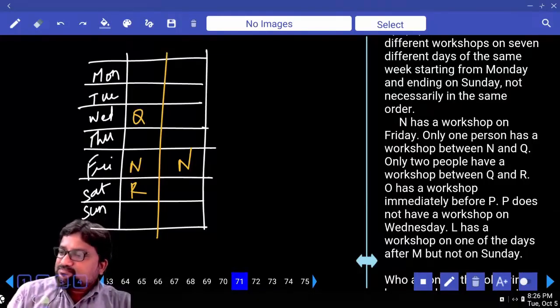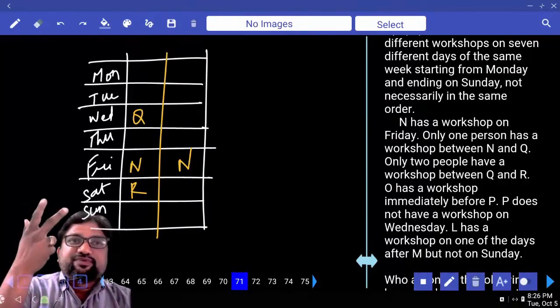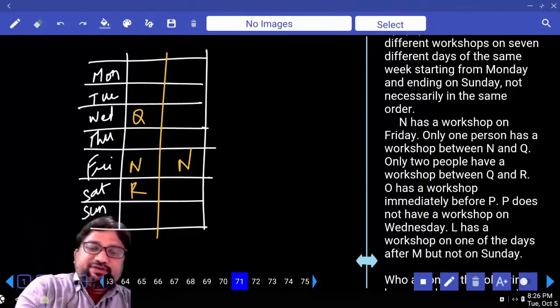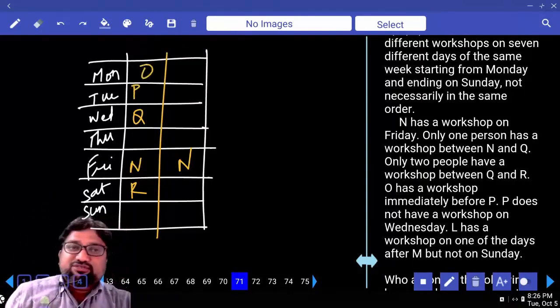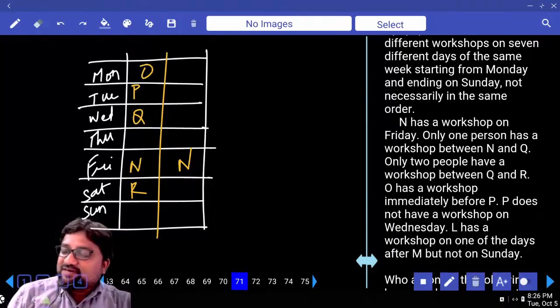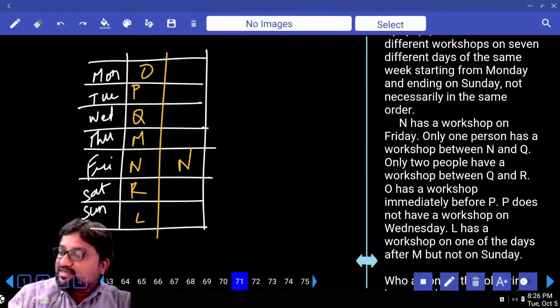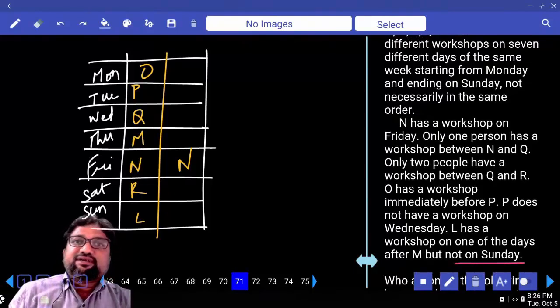Next, O has a workshop immediately before P. Immediately before P, how many adjacent places should be vacant? 2 adjacent places. Do you have it or not? Immediately before P is O. Next, P does not have a workshop on Wednesday. L has a workshop on one of the days after M. After M, but not on Sunday. It is clearly said, but not on Sunday.